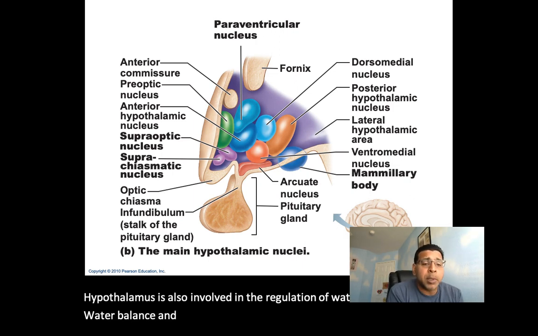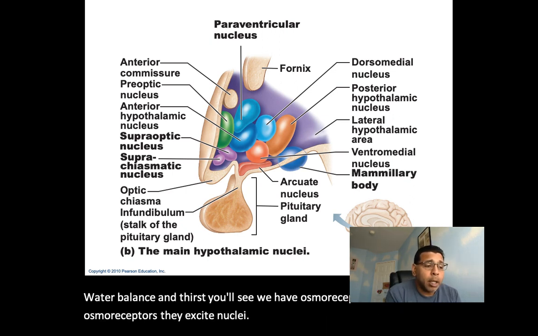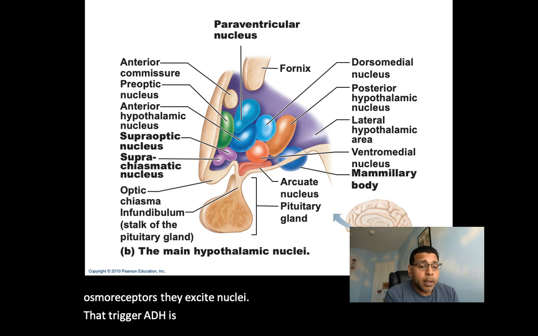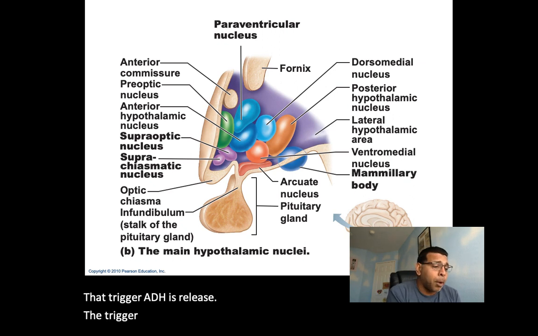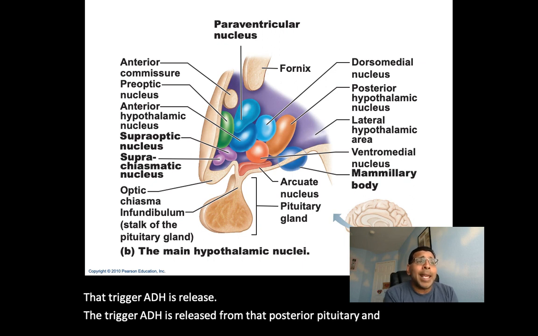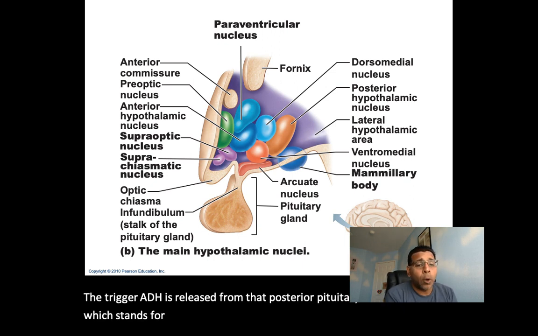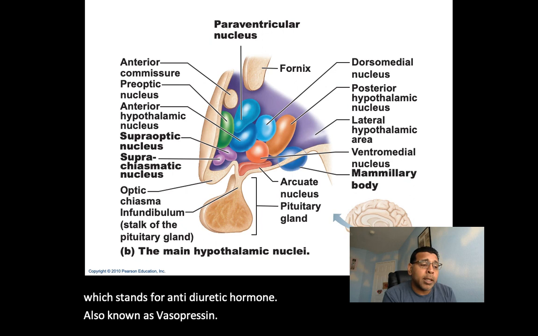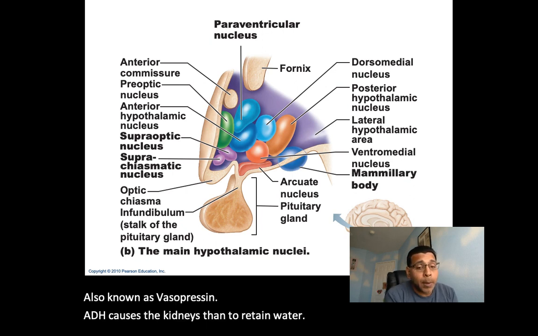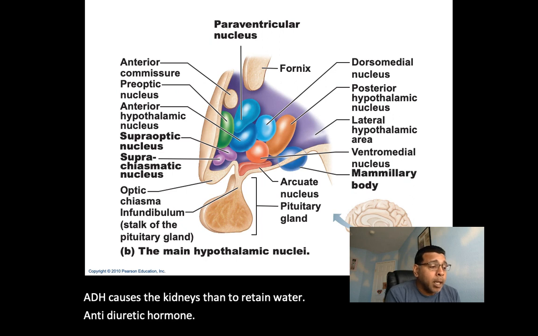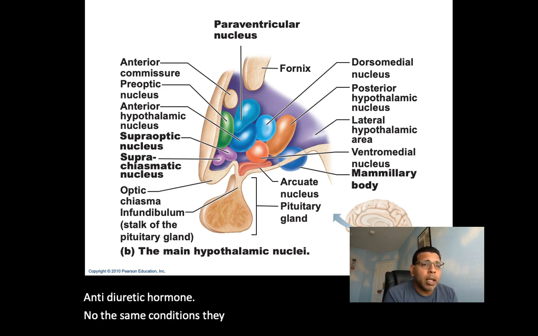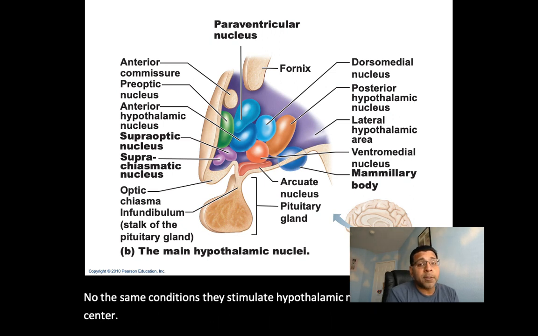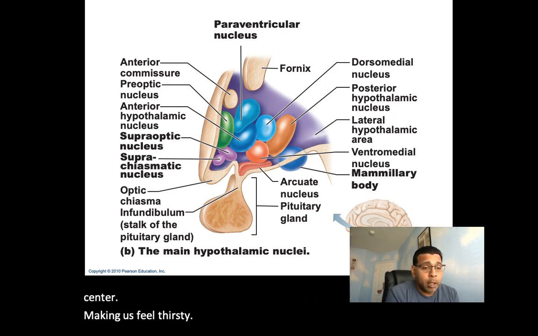You'll see we have osmoreceptors. These osmoreceptors excite nuclei that trigger ADH's release from the posterior pituitary. ADH, which stands for antidiuretic hormone, also known as vasopressin, causes the kidneys to retain water. The same conditions stimulate hypothalamic neurons in the thirst center, making us feel thirsty, therefore causing us to drink more fluids.